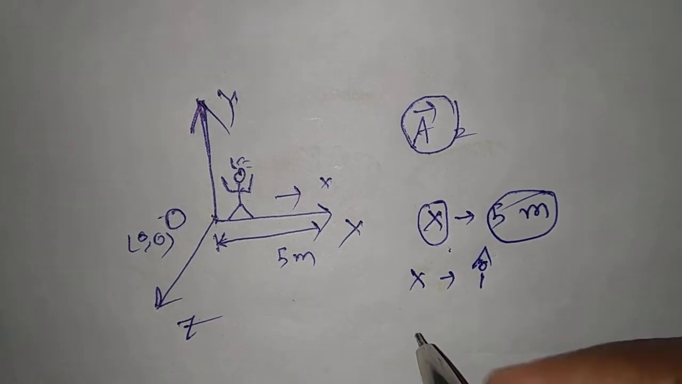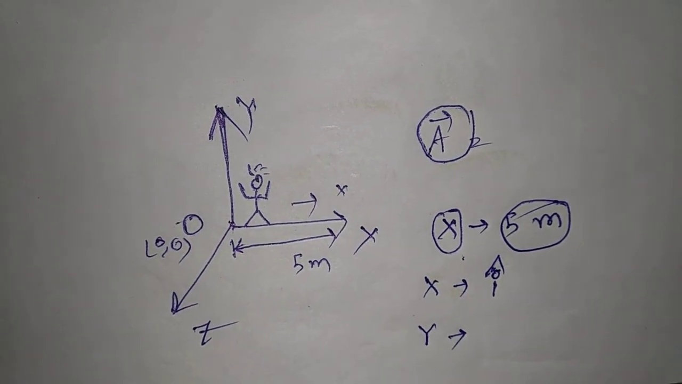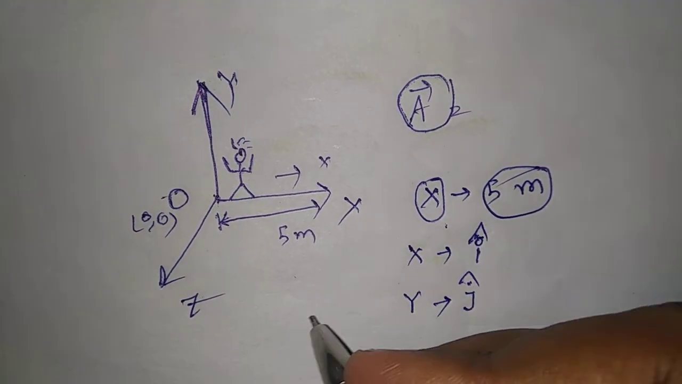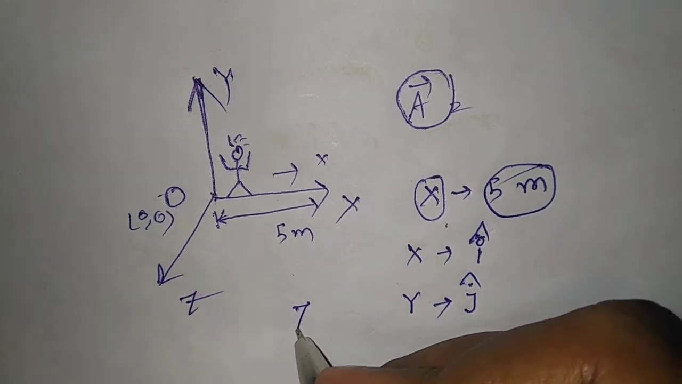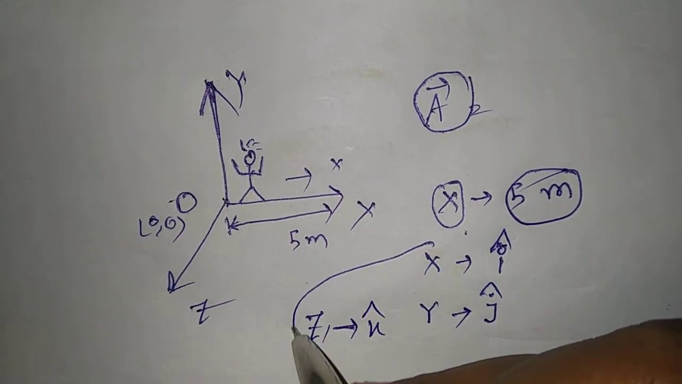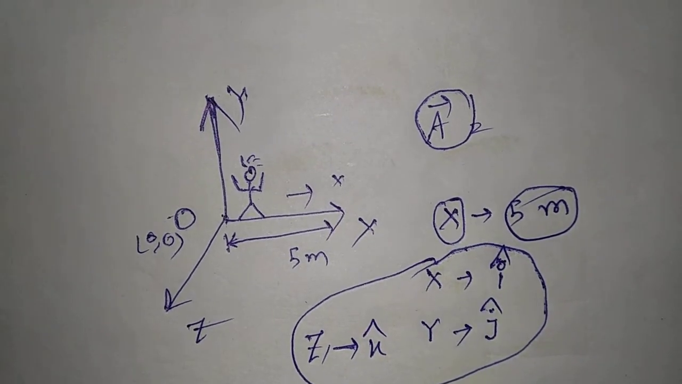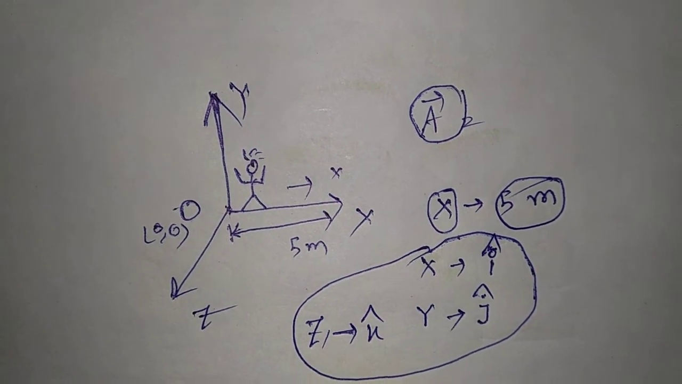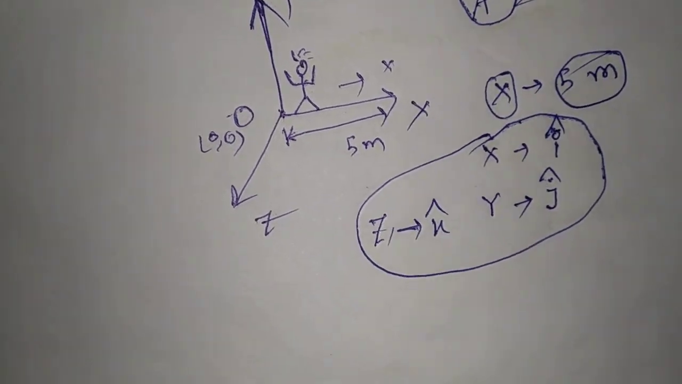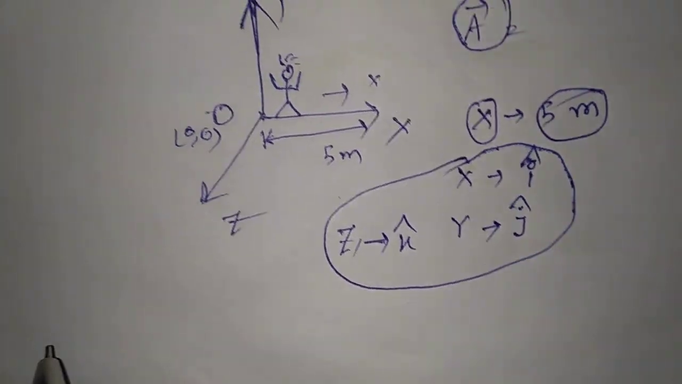such as if she wants to go along the y-axis, then we need a unit vector j cap, and along the z-axis we need a unit vector k cap. These are the notations of unit vector. Now I am going to tell you what a unit vector is, and what its properties are.